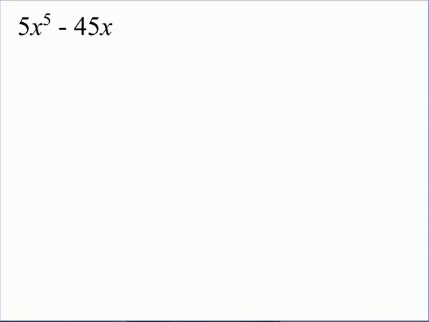Okay, so now we're going to look at another one. We've got about 3 more types of problems, and these aren't all going to be difference of squares. What do you notice about this one? 5 goes into both. Anything else? An x. So I get 5x. What will that leave me with? x to the 4th minus 9.